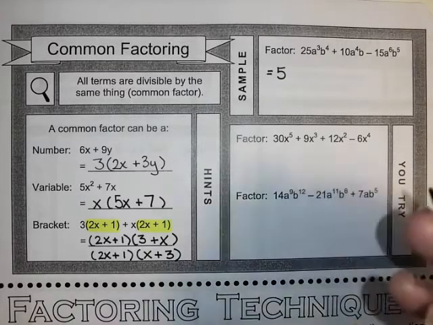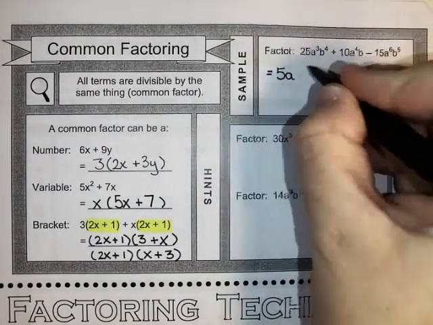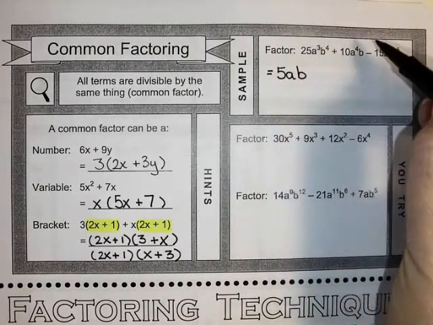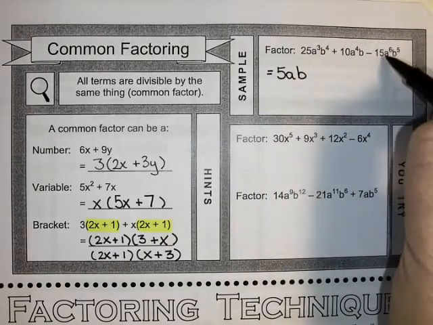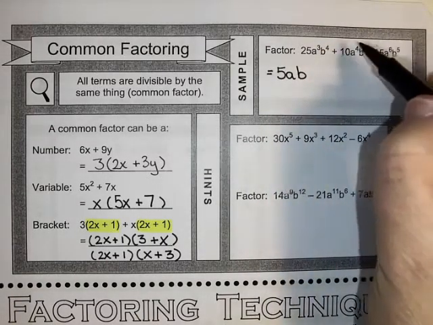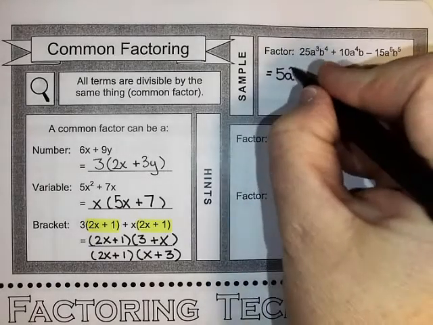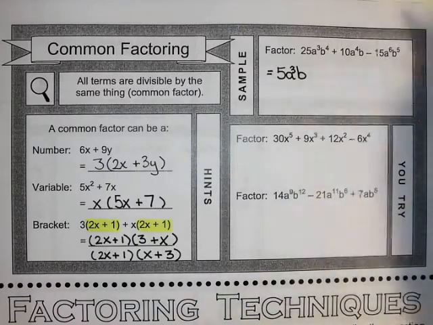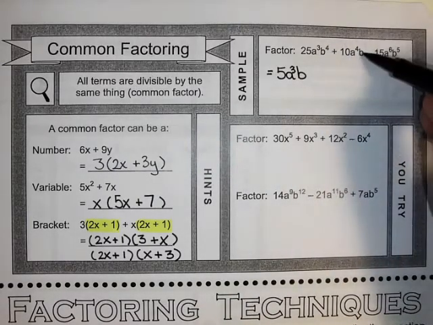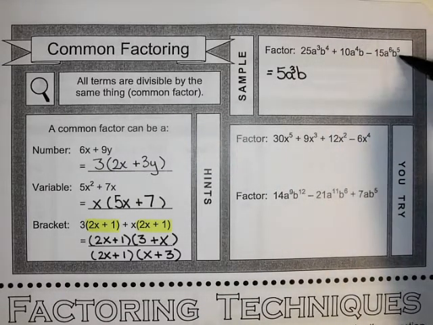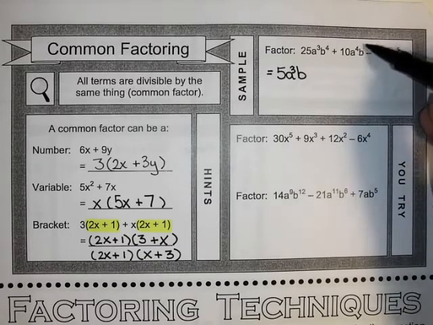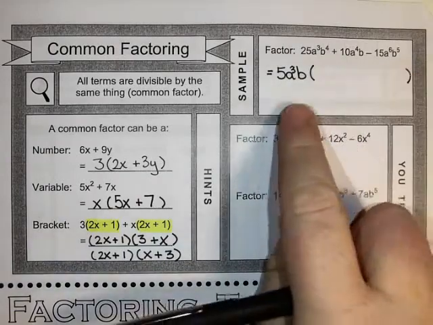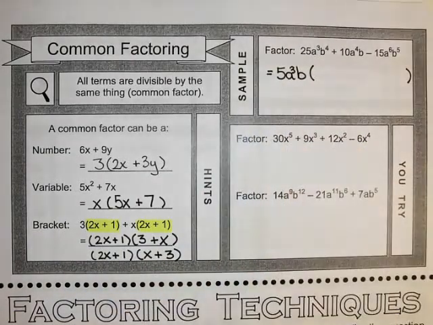Then I'm going to look at the variables. I notice that all of them have an a, and all of them have a b. Now I have a cubed, a to the 4, and a to the 6. The smallest exponent that I have is a to the 3, so we're going to common factor out our a to the 3. And then I have b to the 4, b, which is secretly to the 1, and b to the 5. So just that b by itself is going to be the lowest that I have. So I'm just going to do a cubed b.